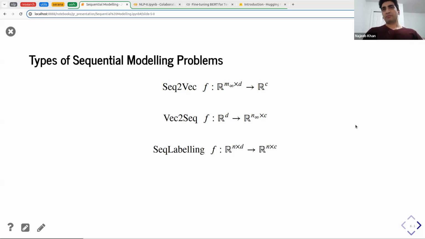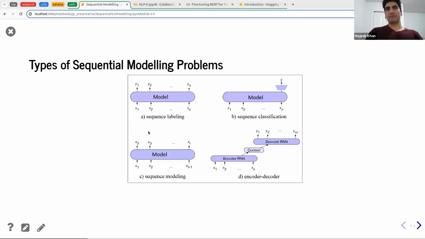And then the other type would be, given a sequence of one length, so let's say a sentence in one language, transform it into a sentence of another language, but that would be the sequence to sequence. And the sequence labeling one, given a sentence with n tokens, we want to classify each of the tokens into one of the classes. So those are the four problems, and we looked at them in graphical form like this. So sequence labeling, sequence classification, sequence modeling, and encoder decoder models.